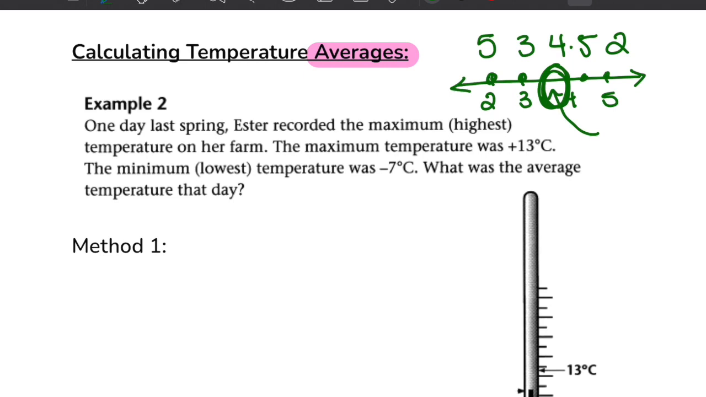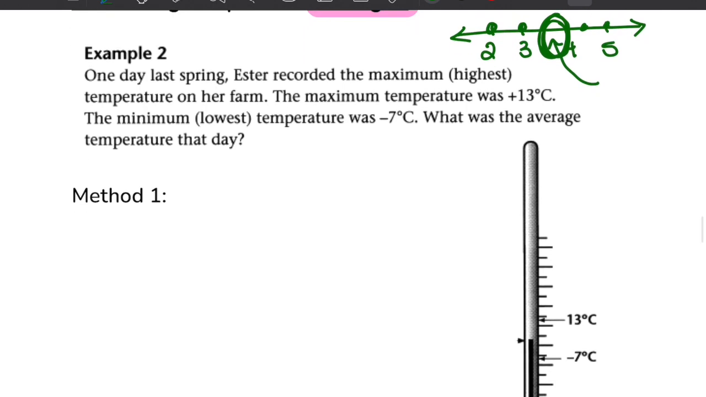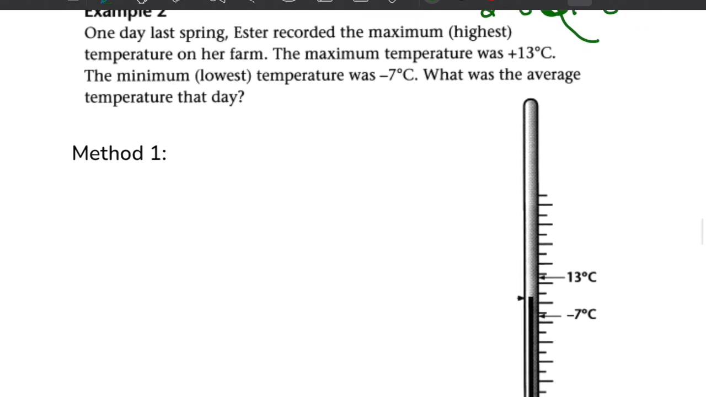Let's have a look at this example here. One day last spring, Esther recorded the maximum, highest temperature on her farm. The maximum temperature was positive 13 degrees Celsius. The minimum, lowest temperature was negative 7 degrees Celsius. What was the average temperature that day? So let's try to calculate the average here. I'm going to show you how to do that using two methods.